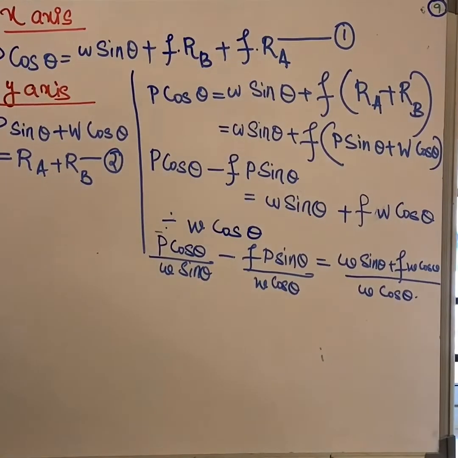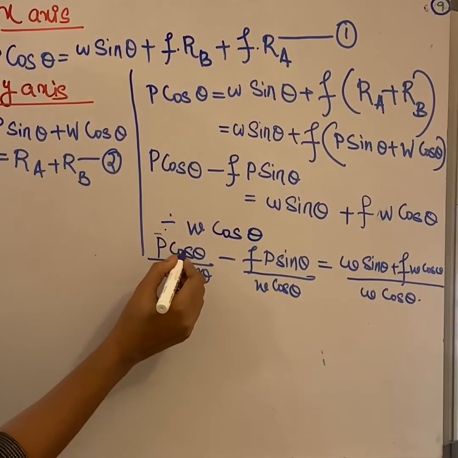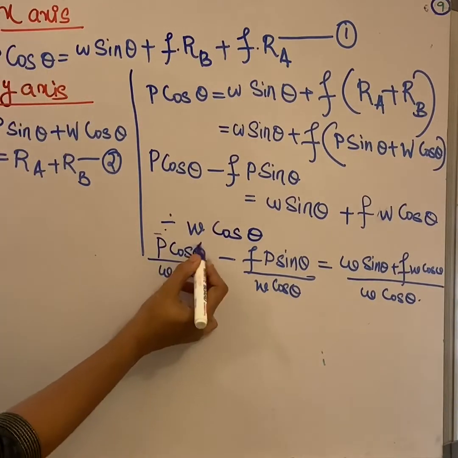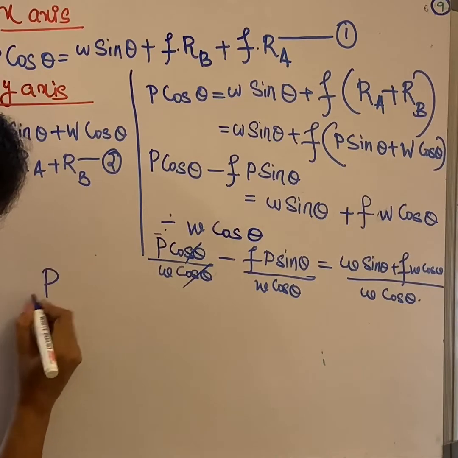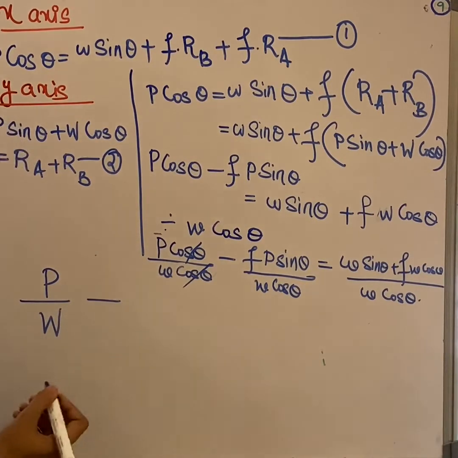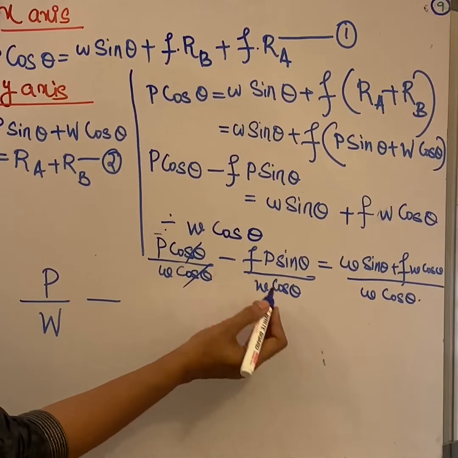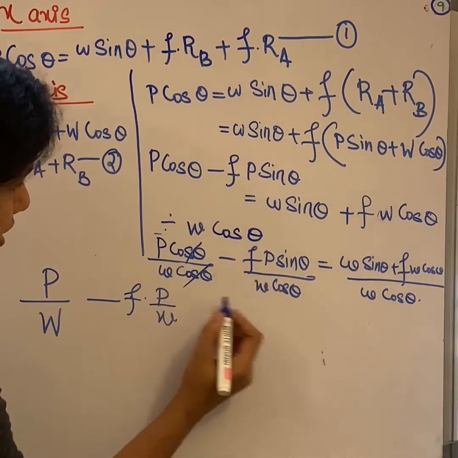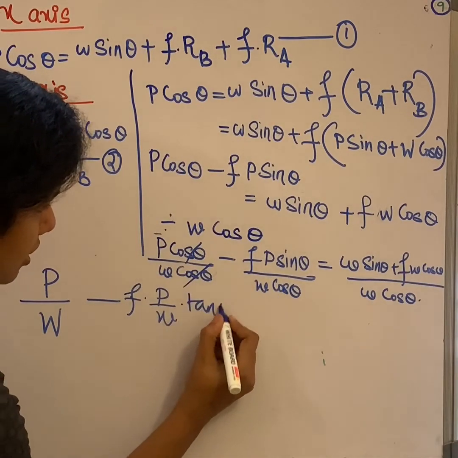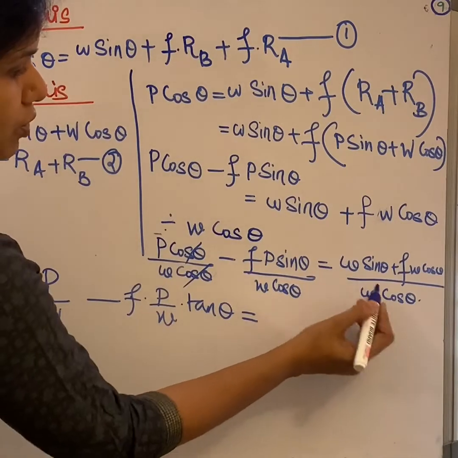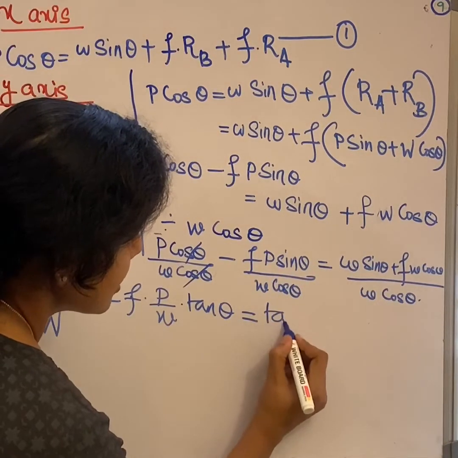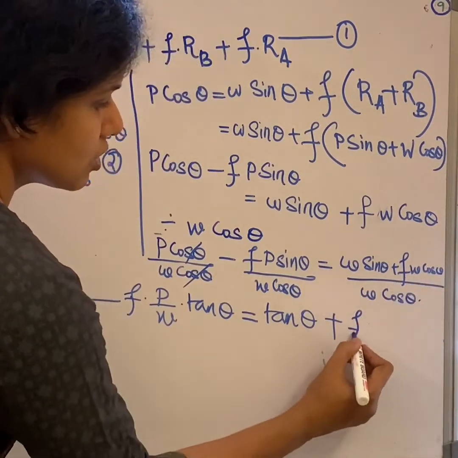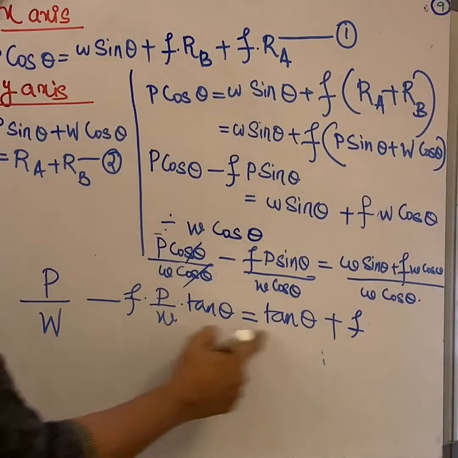Okay. Now, let's do this. So, here you know that cos theta, I made a mistake. This is cos theta. So, this cos theta will be getting cancelled. So, your equation will be P by W minus F into P by W sin theta by cos theta will be tan theta is equal to, first terminology W will get cancelled, sin theta by cos theta is tan theta plus F, W will get cancelled, cos theta. So it will be only F. So this will be the revised equation.